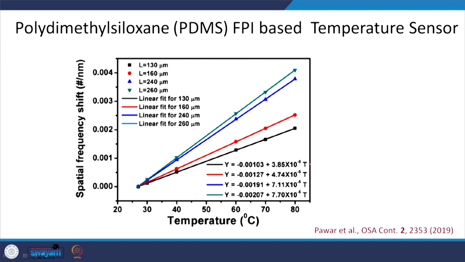So, here I am showing another sensor which is a temperature sensor on similar kind of structure. What you see is that for different thicknesses of this cavity, so L is the thickness of the cavity, you can see that for different thicknesses it shows shift in wavelength, that is delta lambda basically, and you can see that with an increase in temperature there is a red shift. So, that is how you can use it for sensing applications.